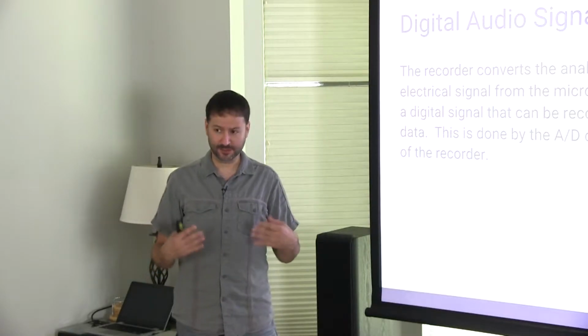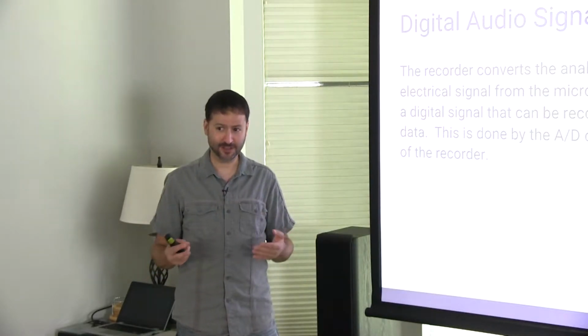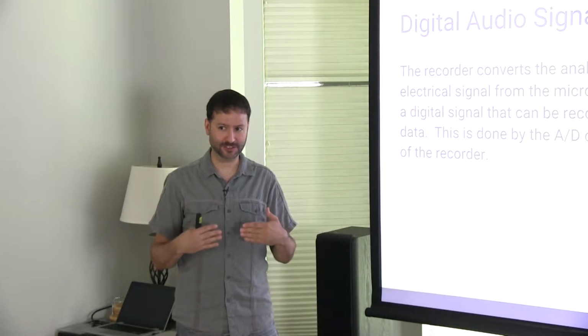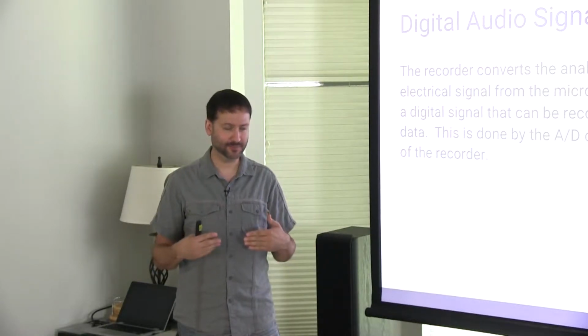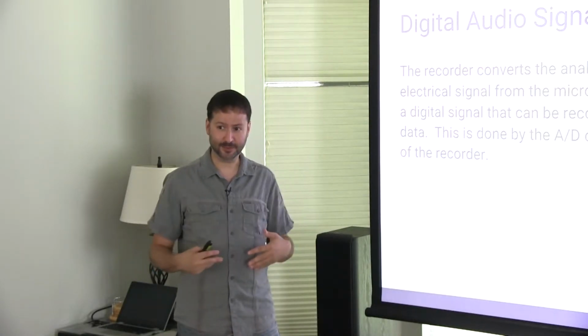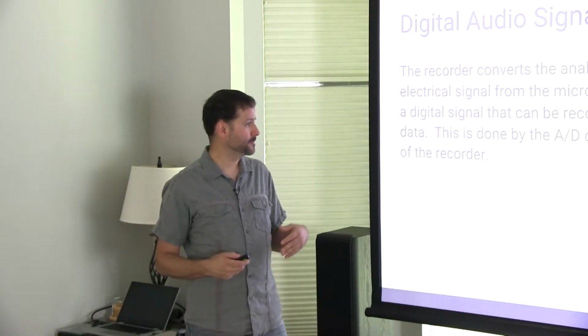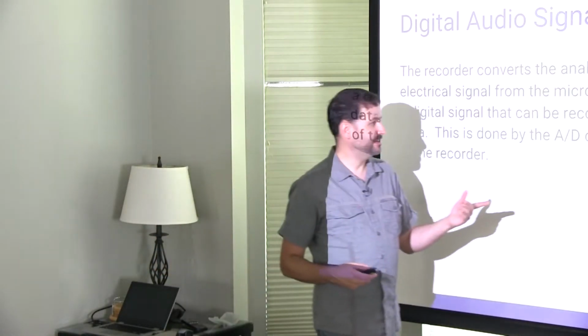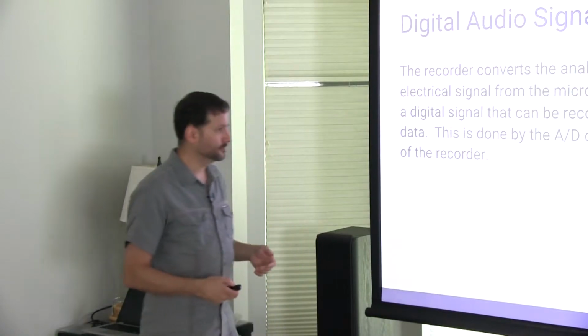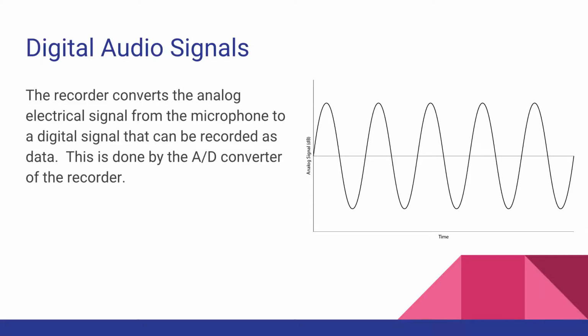But that means that we, as location sound recorders, have to take care to make sure that that signal gets recorded correctly the first time, at the time that we're recording it. So in an analog signal, you've got electricity moving through the wire, either positive or negative electricity, and it alternates back and forth with the shape of the sound waves.